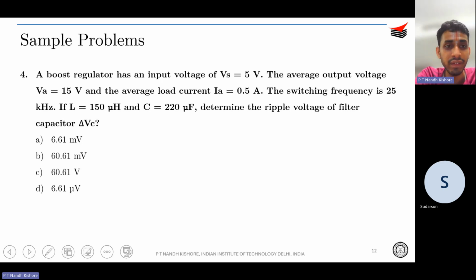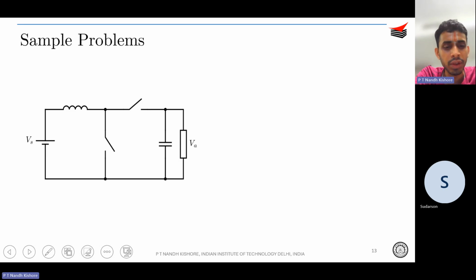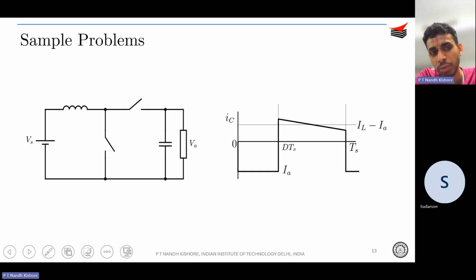Determine what is the delta VC. Okay, so just draw the circuit over here. And you of course know that the average value of your inductor current is going to be your input current, right? So you have a relationship between the input current and the output current that gives you the relationship between your inductor current and your output current, right? Or your D in this case.